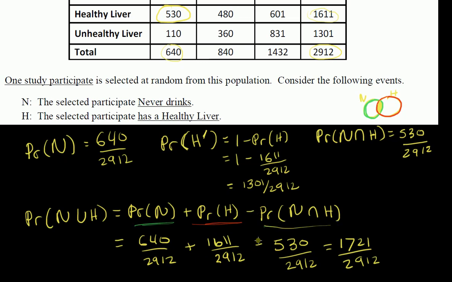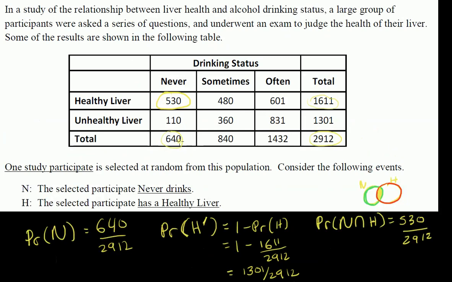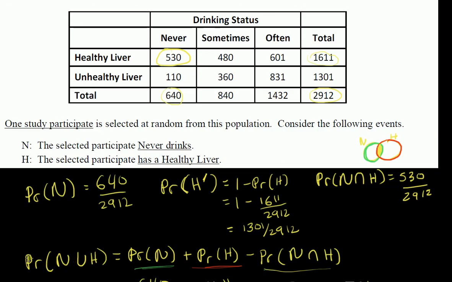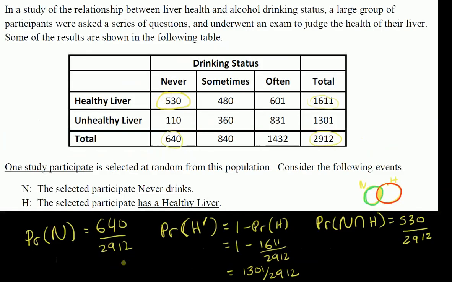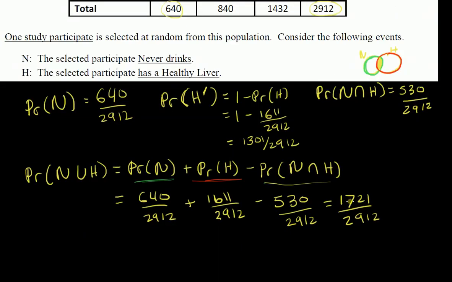Okay, so that was using the formula. Of course, you don't have to use the formula when you have a table like this, because you're given all the information. They asked the probability of never drinks or has a healthy liver. If you meet either one of those criteria, you should be counted. So never drinks, these people should be counted because they never drink. Healthy liver, again, these people should be counted. If you add up these ones I just did in blue, these are ones that are meeting one criterion or the other, and that should add up to 1721.